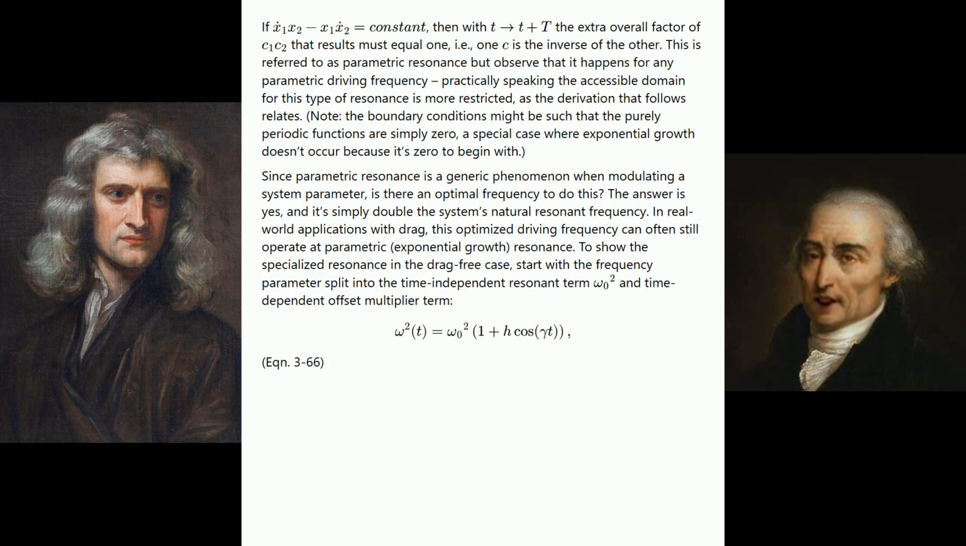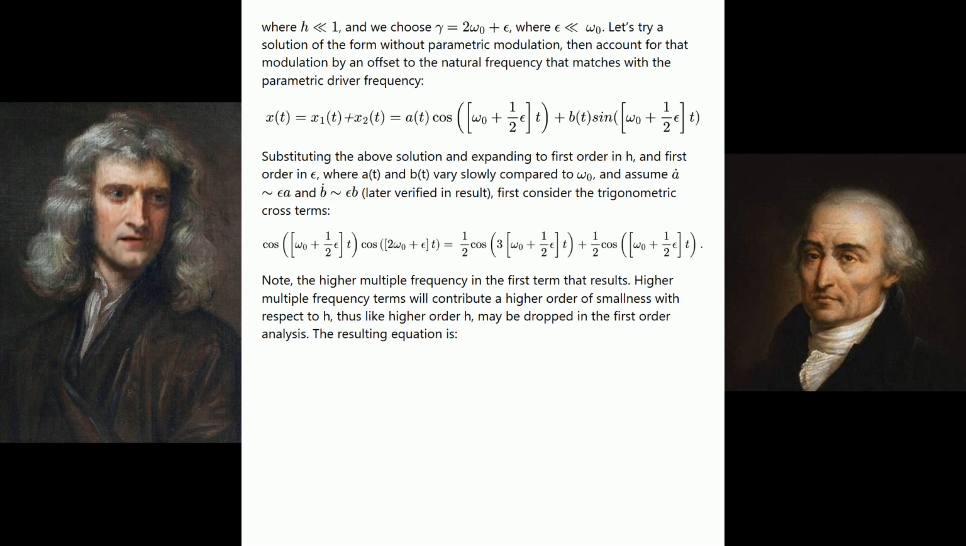To show the specialized resonance in the drag-free case, start with the frequency parameter split into the time-independent resonant term omega sub 0 squared and a time-dependent offset multiplier term. See equation 3-66. Where h is much less than 1, and we choose gamma equals 2 omega sub 0 plus epsilon, where epsilon is much less than omega sub 0. Let's try a solution of the form without parametric modulation, then account for that modulation by an offset to the natural frequency that matches with the parametric driver frequency.